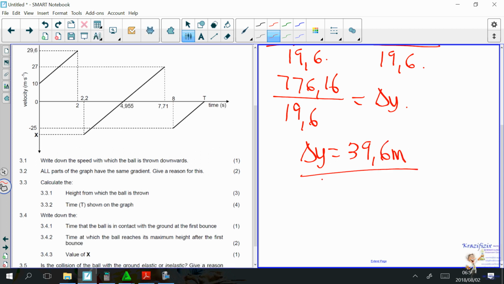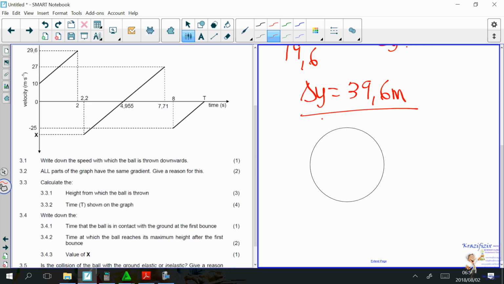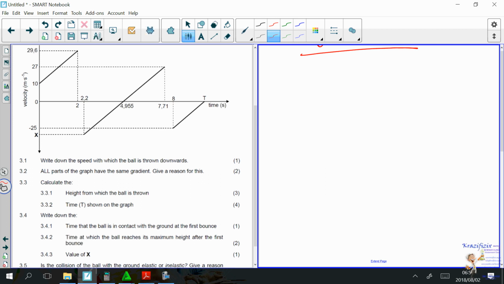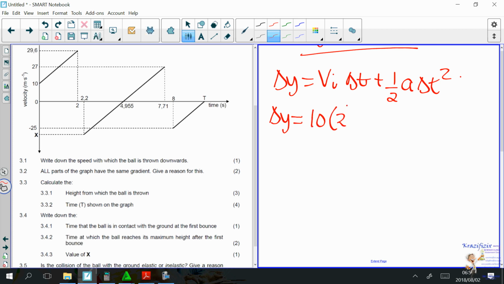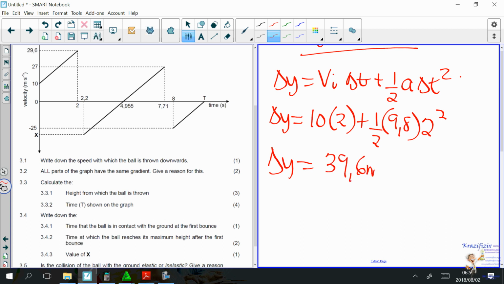Good. Now that's just one option, because if you go back to the data that you have written down, I can also use delta y equals vi delta t plus half a delta t squared. I'm looking for delta y. I know my initial velocity is 10. My time is 2, plus half, 9,8, times 2 squared. Put this on your calculator straight. You're going to have 39,6 meters. Again, it's 1 mark, and 1 mark. It's 3 marks. All right?